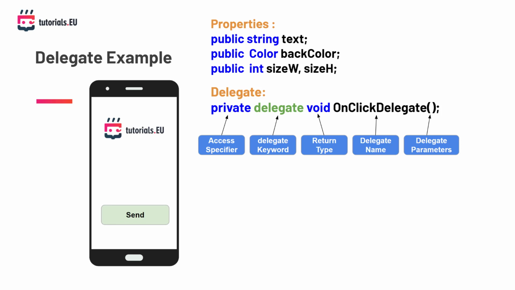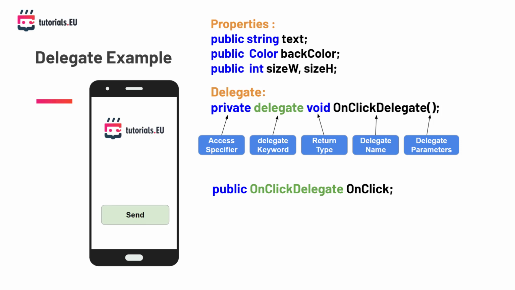So now the next step is to actually create a variable of the new delegate type. So we define it just like we define any variable in C#, by starting with the public keyword, then the type of the variable we are creating, which is the OnClick delegate, and lastly the variable name, which is OnClick.